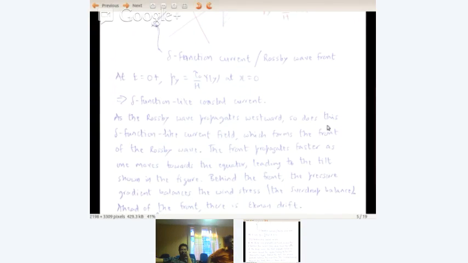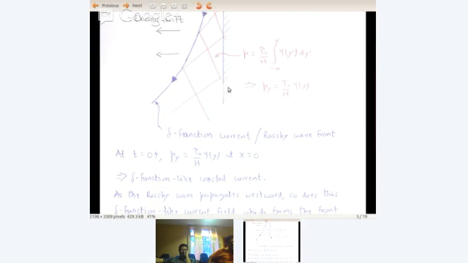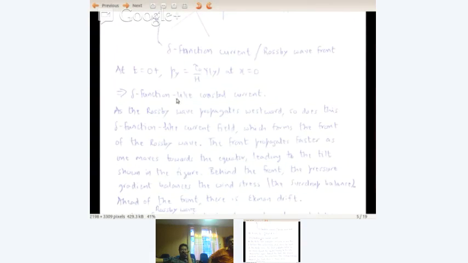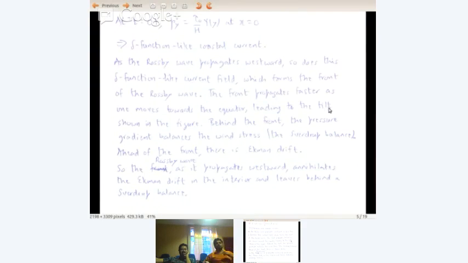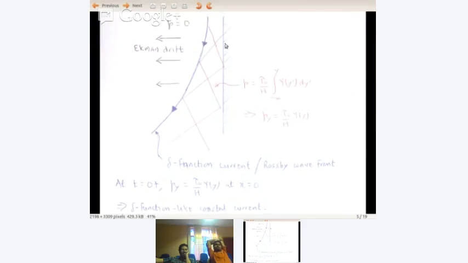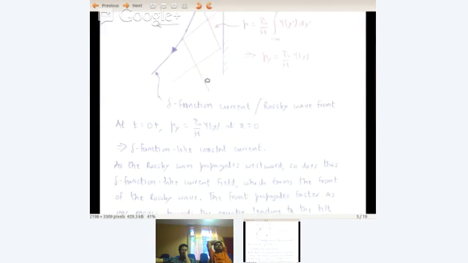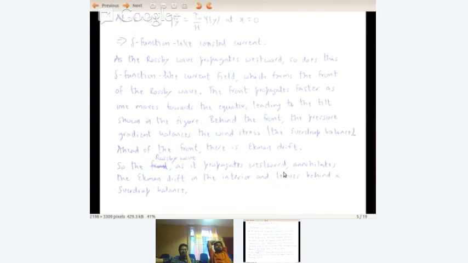So as the Rossby wave propagates westward, this delta function like current, which is actually at the coast at t equals 0 plus, moves westward. And behind the front propagates faster as one moves towards the equator, leading to the tilt shown in this figure. And this is very typical of a Rossby wave. So the Rossby wave, as it propagates westward, annihilates the Ekman drift in the interior and leaves behind a square root balance. By interior here is meant what is there behind the Rossby wave front, between the front and the coast. So the Ekman drift that is part of the interior solution is destroyed by the Rossby wave as it goes westward, because it has a U field associated with it, and that cancels out the Ekman drift.